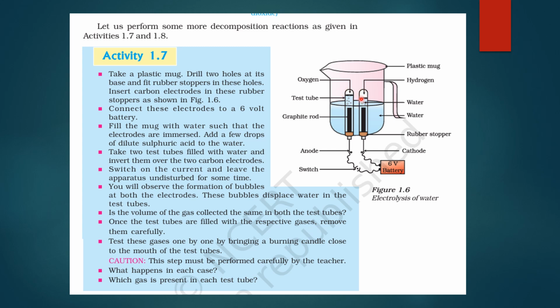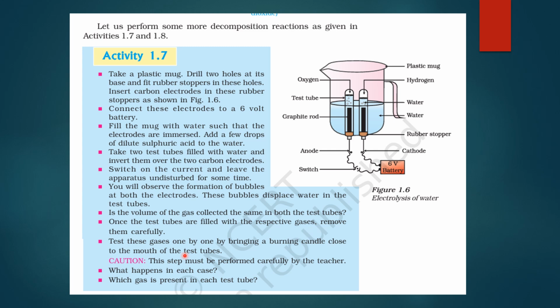ओके, if we perform proper experiment, इसमें अगर हम measure करें तो we will find that the volume of the gas collected at the cathode. कैथोड पे कौन सी गैस कलेक्ट हुई है? कैथोड पे हाइड्रोजन कलेक्ट हुई है. तो हाइड्रोजन की जो वॉल्यूम है, that will be twice the volume of the gas collected at the anode, that is ऑक्सीजन. सो ये almost double होता है इससे, right?